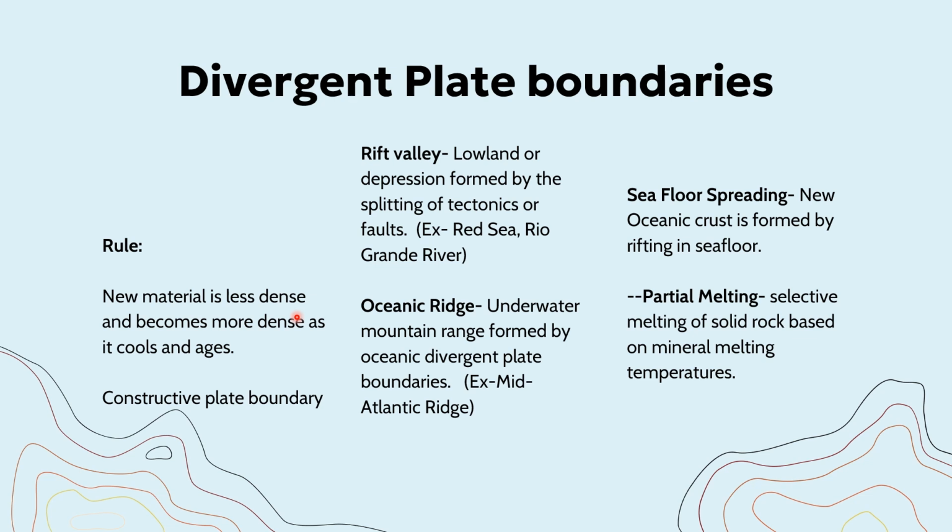Seafloor spreading is when new oceanic crust is formed by rifting in the seafloor. And rifting just means movement away, like they split apart. And partial melting is also a case in divergent plate boundaries, just like it is in convergent plate boundaries.